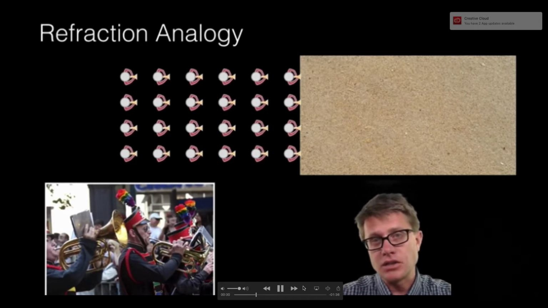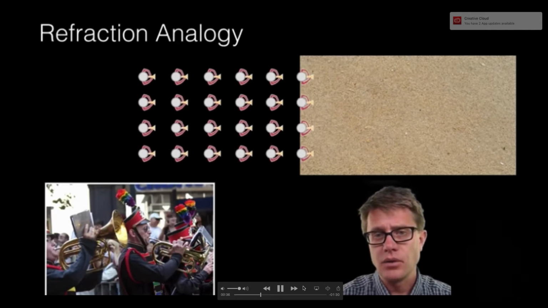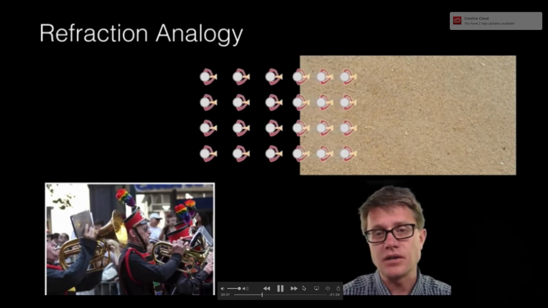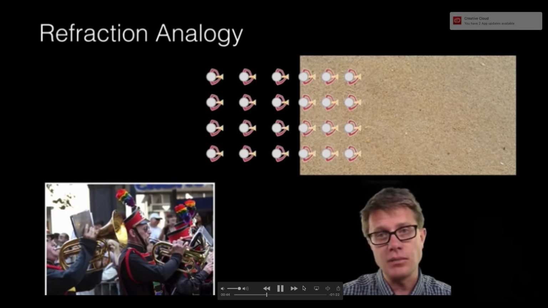But let's say that there's a bunch of sand in the road. What's going to happen to their speed as they enter into the sand? Well, the ones that enter into the sand first are going to slow down. But since they kept that distance between them the same, you can see that the angle at which we came in equals the angle at which we came out. So we don't see that refraction going on.